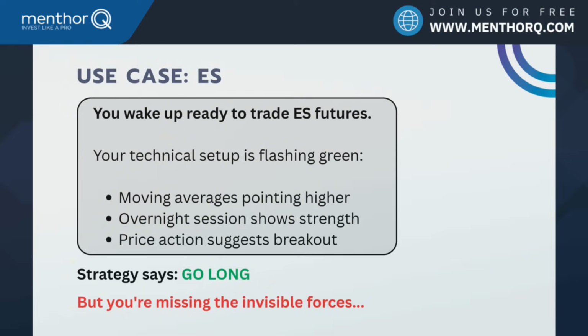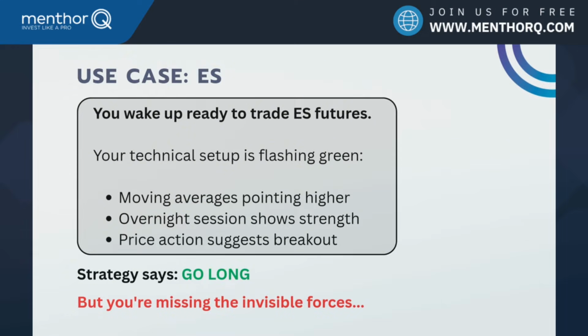So let's imagine that you're trading ES futures, right? And you wake up in the morning and you go through your usual preparation, and everything in your technical setup is flashing a buy signal. So everything looks great. Your moving averages are pointing higher. The overnight session shows a lot of strength, and your price action can signal that there could be a potential breakout of your technical levels. So the story is really telling you that you should really go long, right?